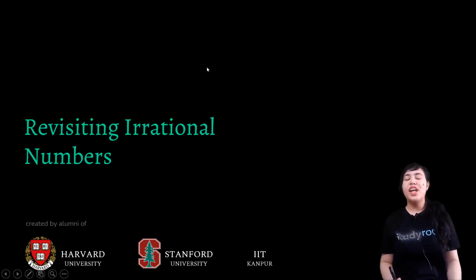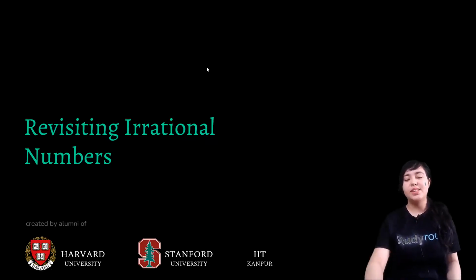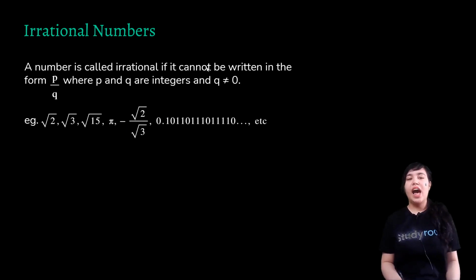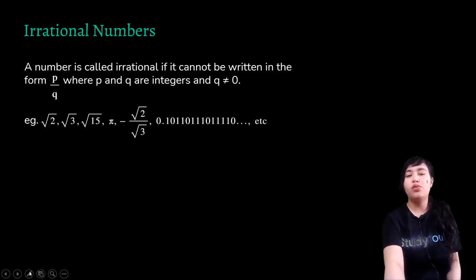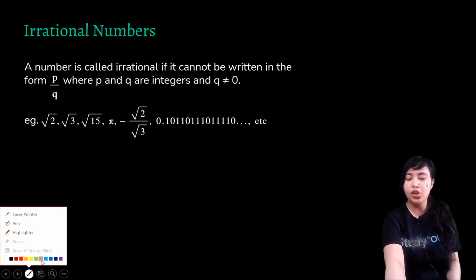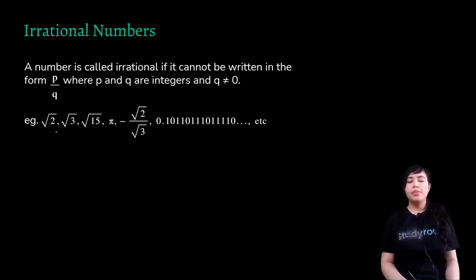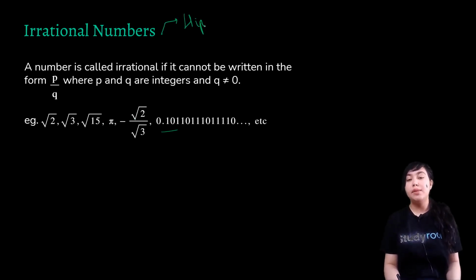So now we shall revisit irrational numbers. In the very beginning, I told you that irrational numbers are those which cannot be expressed in the form of a fraction like p by q. Examples were root 2, root 3, root 15, and then you have decimals, etc. Now there's a very interesting fact regarding irrational numbers. They were actually discovered by a philosopher named Hippasus.